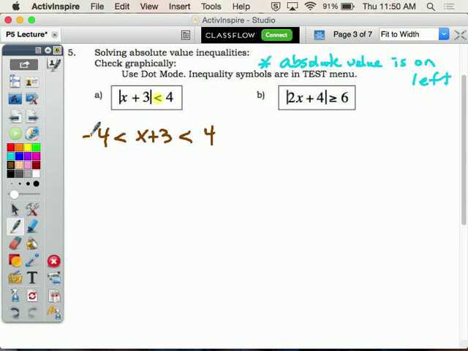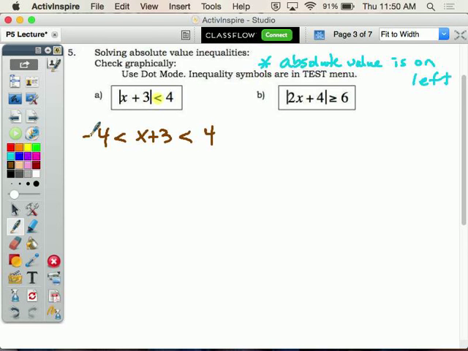So take the stuff inside and put it in between the two numbers that you see. The one on the left will be a negative, the one on the right is a positive. There's the absolute value junk. And now I've added the negative 4 on the left side. Questions about that?